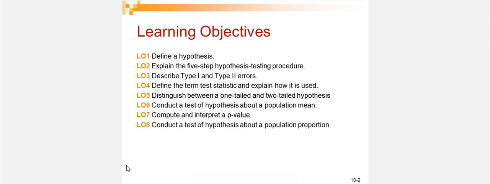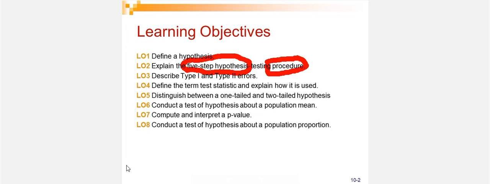Okay, dalam this topic, we will learn what is hypothesis, what is definition of hypothesis. Then hypothesis, they have 5 steps. We learn what is the 5-step hypothesis. So 5-step hypothesis is general procedure, they mean testing procedure. So we learn what is step number 1, 2, and until 5.